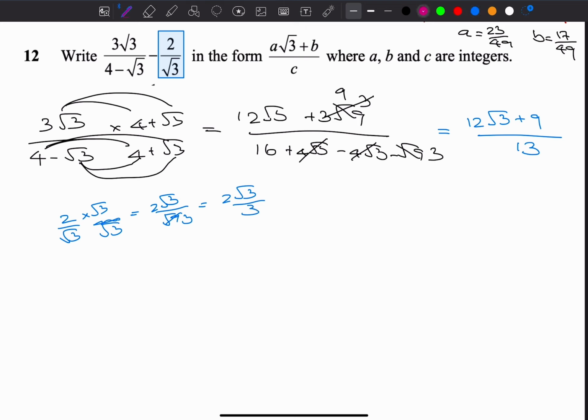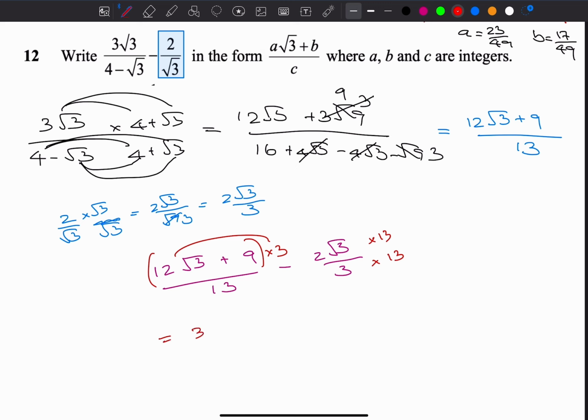And what they're doing, they're just subtracting it. Okay, let's subtract it. 12 root 3 plus 9 over 13, take away 2 root 3 over 3. You need to make the denominator the same. So times everything here by 13, and in here, make sure I put a bracket around it, it looks better, times it by 3. That's 36 root 3 plus 27 minus 26 root 3, all over 3 times 13, which is 39.